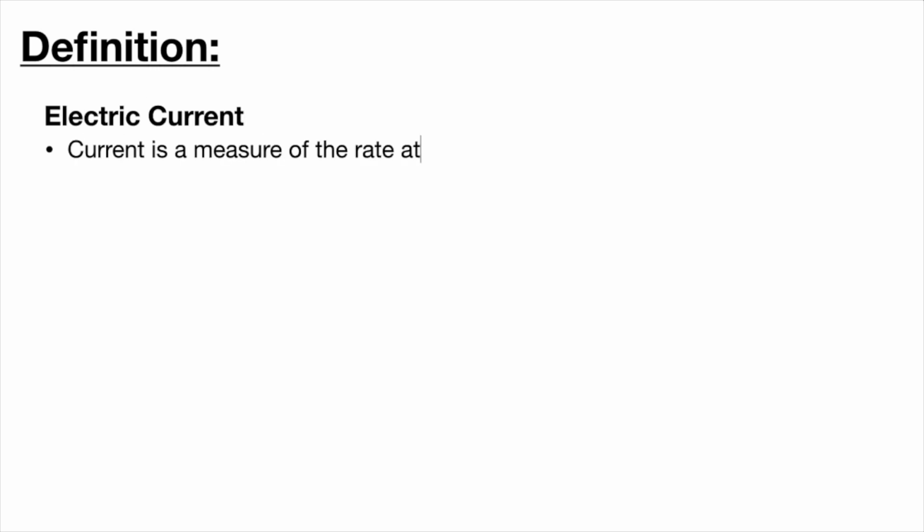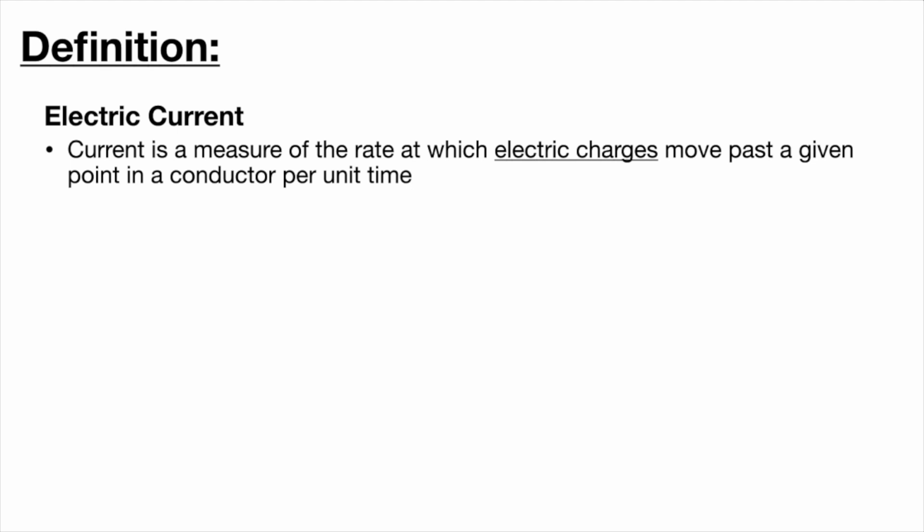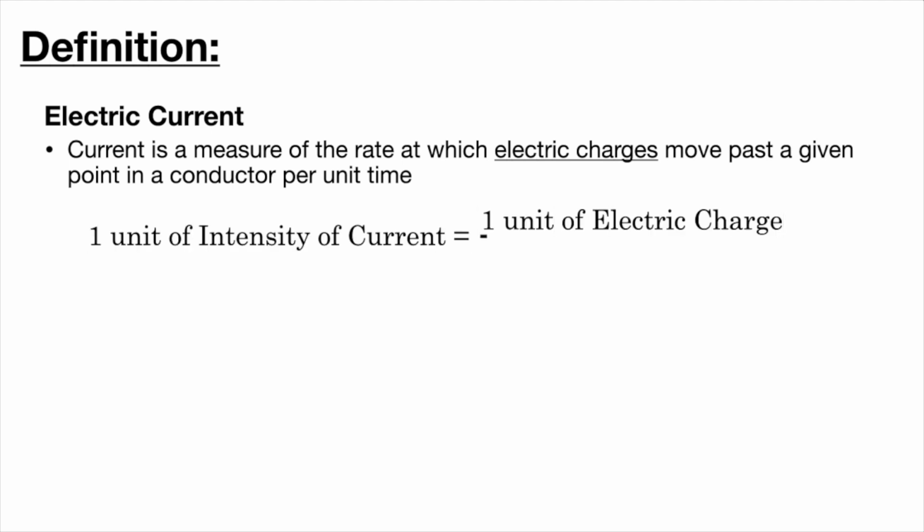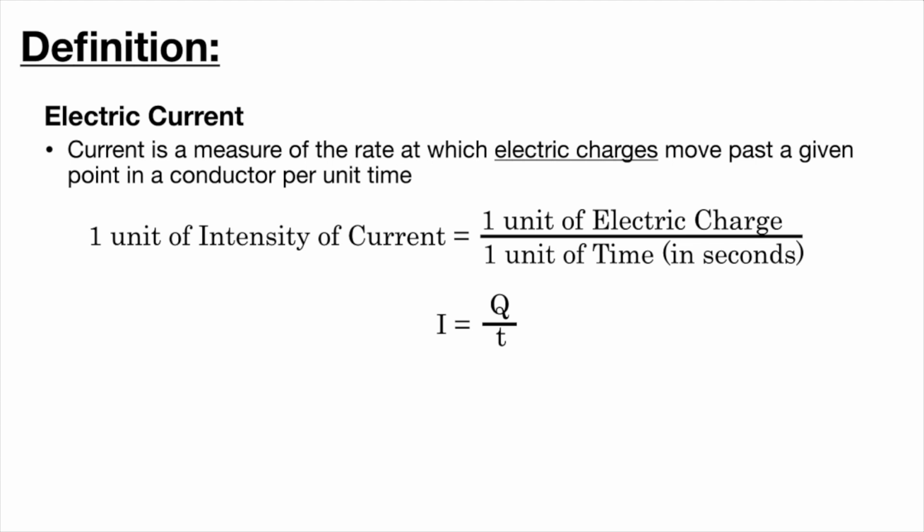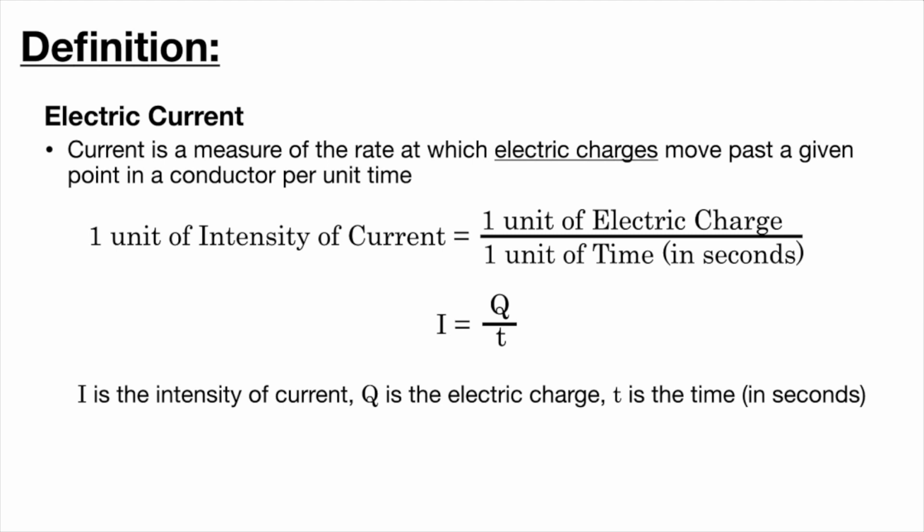Definition: electric current. Current is a measure of the rate at which electric charges move past a given point in a conductor per unit time. This can be written like this. One unit of intensity of current is equal to one unit of electric charge over one unit of time, usually in seconds. This can be simplified to I equals Q over T, where I is the intensity of current, Q is the electric charge, and T is the time in seconds.